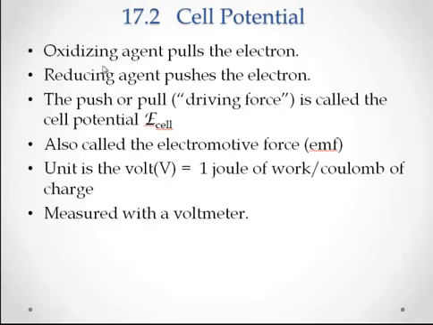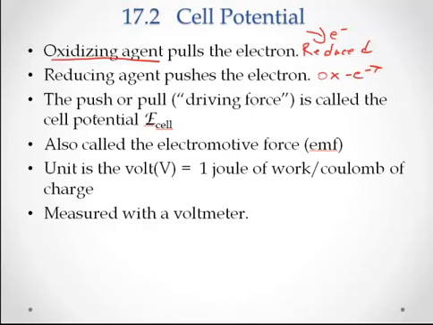Now there's a couple terms here we need to revisit. Oxidizing agent, right? That pulls the electron. And remember, what happens to the oxidizing agent? It gets reduced, right? So if it gets reduced, that means it's accepting electrons. And the reducing agent pushes electrons, so it's getting oxidized. And so that means it is giving off electrons, right? So there you have it.